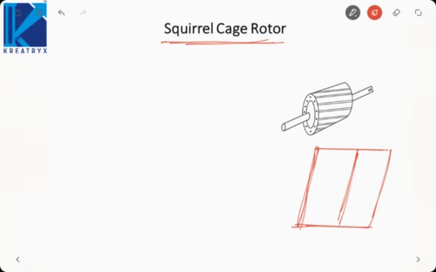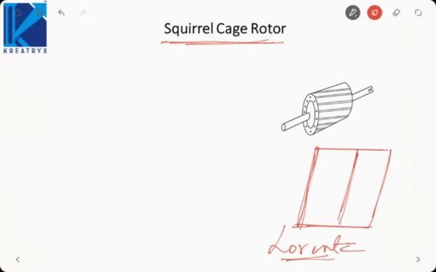So whenever the magnetic field cuts these conductors, an EMF will be induced. But we want some current to be flowing in these conductors. Why? Because a current carrying conductor placed in a magnetic field will experience a force. That is what the Lorentz force law is. So I want the rotor to rotate. That means I want the rotor to experience a torque or a force, so it must carry some current.